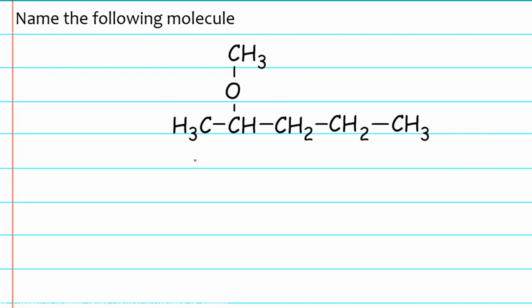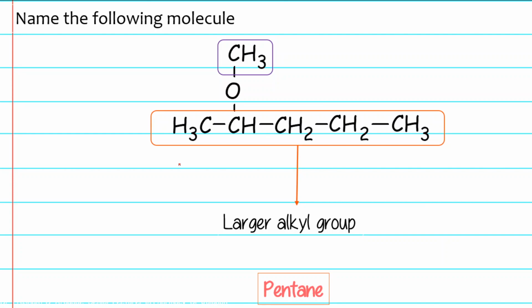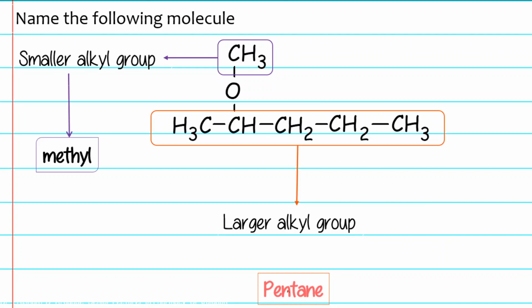So name the following compounds. Now rule number 1, try to find out the alkyl groups. So this is one of the alkyl groups, this is another alkyl group. So this alkyl group is a larger alkyl group containing 1, 2, 3, 4, 5 carbon atoms. So the name of this alkyl group is pentane. This is a smaller alkyl group. So the name is methyl plus oxy. So it becomes methoxy.